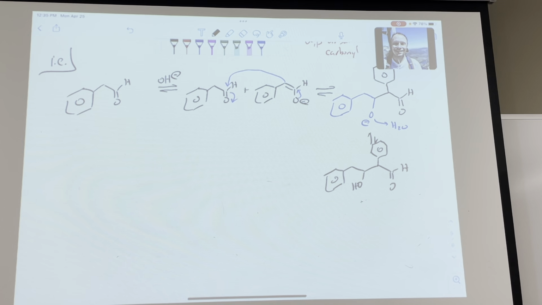And then it looks like we still have an alpha proton there. So more than likely, what you would end up isolating is the hydroxide would go and grab that other alpha proton, electrons come in there and get kicked out like so. So the final product of this would end up being that.